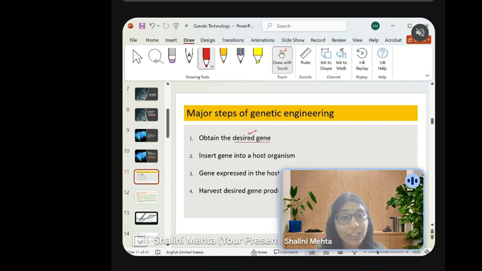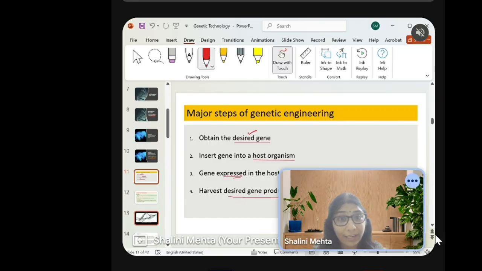Remember, the gene that we want to insert in another organism, that's the desired gene, right? Once I have taken out the desired gene, I'm going to insert that gene into a host organism where it will get expressed, and then I can harvest the desired gene product from the host organism.